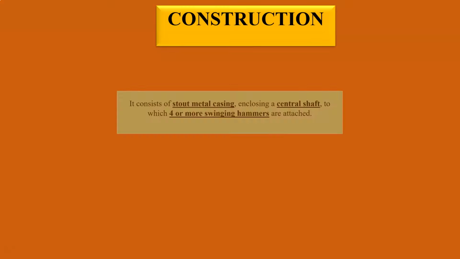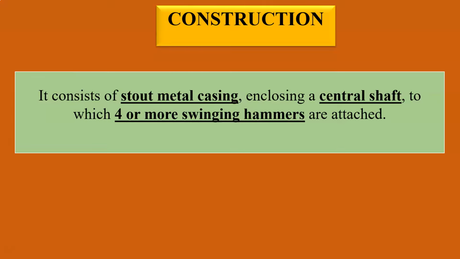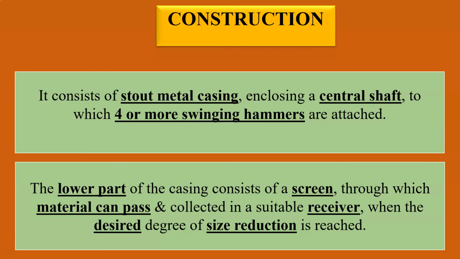So now let us see the construction of hammer mill. It consists of a stout metal casing enclosing a central shaft, and to the shaft 4 or more swinging hammers are attached. The lower part of the casing consists of a screen, and through the screen the material can pass and be collected in a suitable receiver when the desired degree of size reduction is reached.